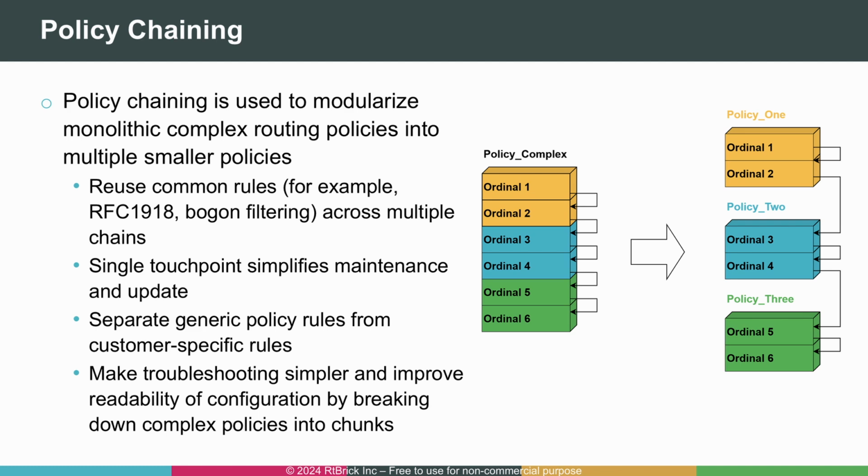Policy chaining allows you to break down a complex, monolithic policy into smaller, more manageable policies, which are executed sequentially. This enables the reuse of certain policies across different chains, improving maintenance and simplifying updates by reducing the number of touchpoints. Policy chains also help to separate generic rules from peer-specific rules, keeping the configuration clean and minimizing complexity. Additionally, policy chaining reduces the amount of configuration code and improves readability, which simplifies troubleshooting.